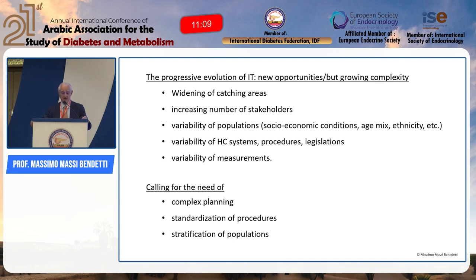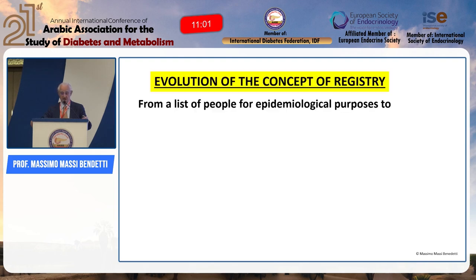So this is calling for the need of complex planning, standardization of procedure, and stratification of population. This is something which relates with the need to have available more advanced data collection systems.